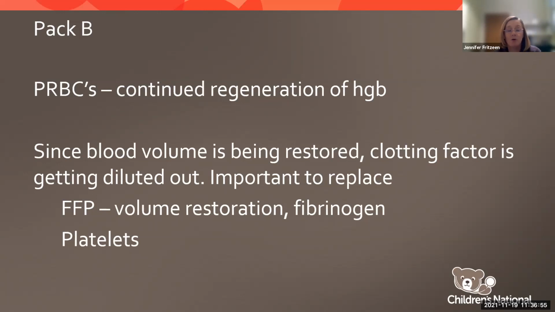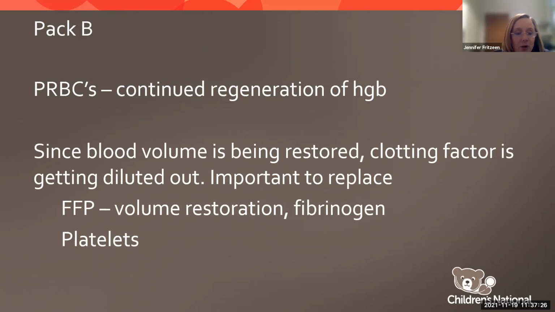But we don't want to give just packed red cells because remember, we'll get coagulopathic. And so a lot of times when my pack B gets here, the first thing I take out of pack B is usually my FFP. My FFP is going to help restore some volume. It has fibrinogen in it. And so it's going to help us with clotting. And so I'll give my yellow products probably at the beginning of my pack B, followed by the packed red blood cells, because that's going to help me get that 1-to-1-to-1 ratio that I'm looking for.